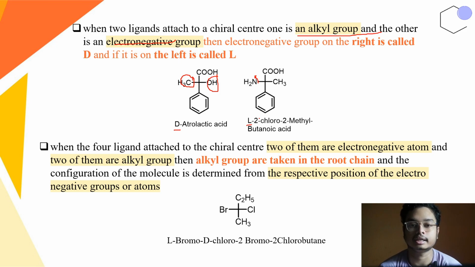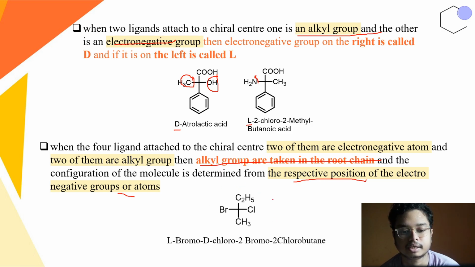Now in certain cases you find that when the four ligands are attached to the chiral center, two of them are electronegative atoms and two of them are alkyl groups. Then the alkyl groups are taken into the root chain, as I already discussed in rule number 1, that the R-C-R type of thing will be the root chain, and the configuration of the molecule is determined by the respective position of the electronegative group or atom.